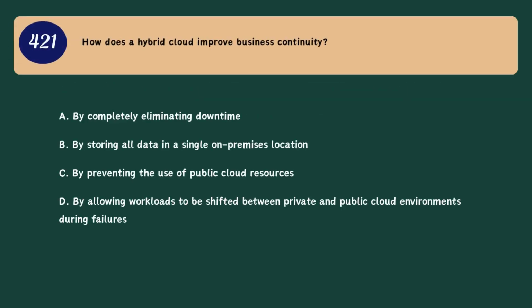Question 421. How does a hybrid cloud improve business continuity? A. By completely eliminating downtime. B. By storing all data in a single on-premises location. C. By preventing the use of public cloud resources. D. By allowing workloads to be shifted between private and public cloud environments during failures.